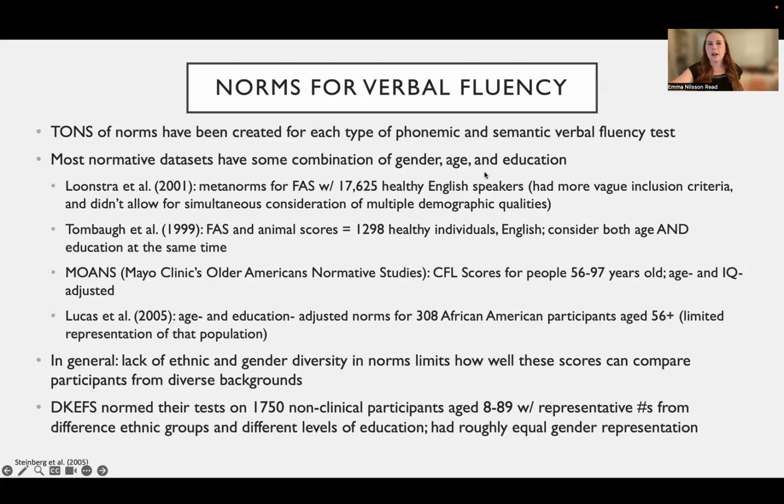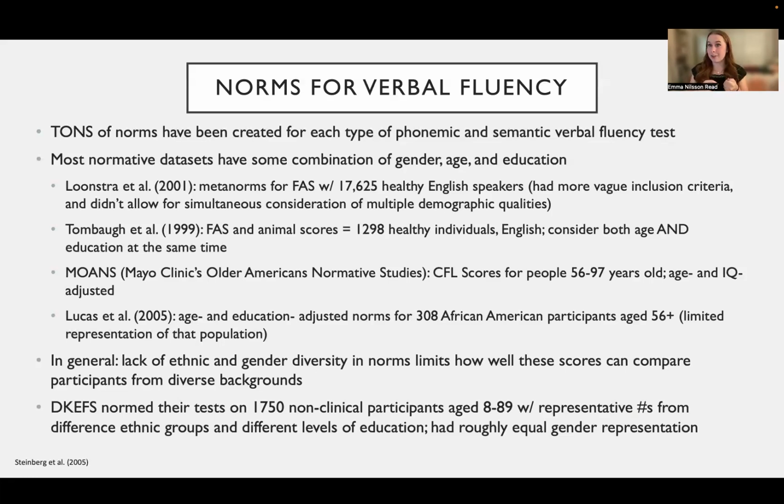Again, I'm not going to go through all of these, but these are just some of the most prominent normative data sets that have been provided for verbal fluency. But in general, the rule is that there's a lack of ethnic and gender diversity in our norms currently for verbal fluency. And so it limits how well we compare our scores from participants of diverse backgrounds. So just keep that in mind when you're using verbal fluency as a measure.